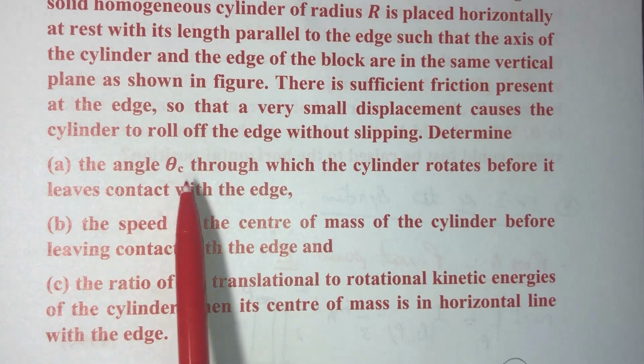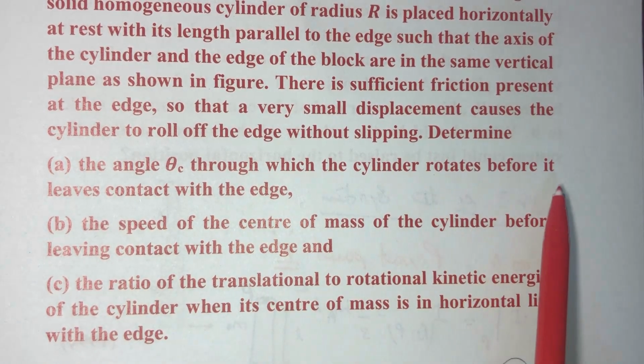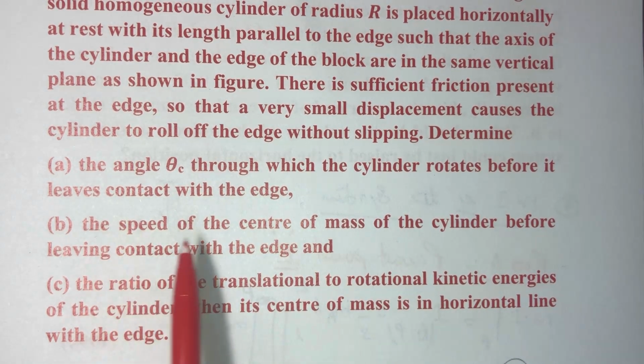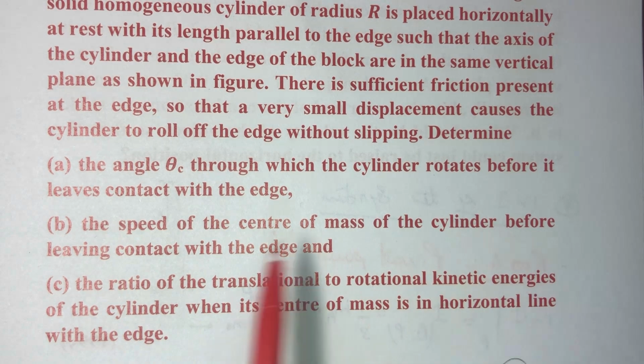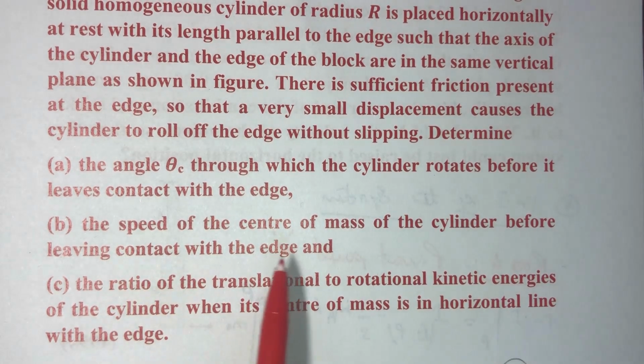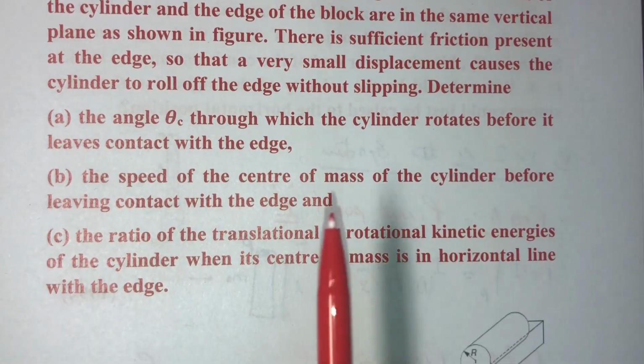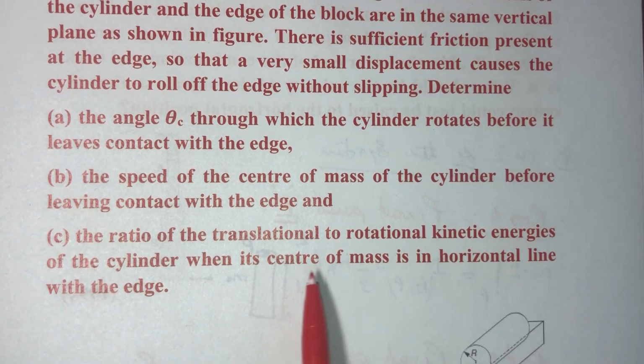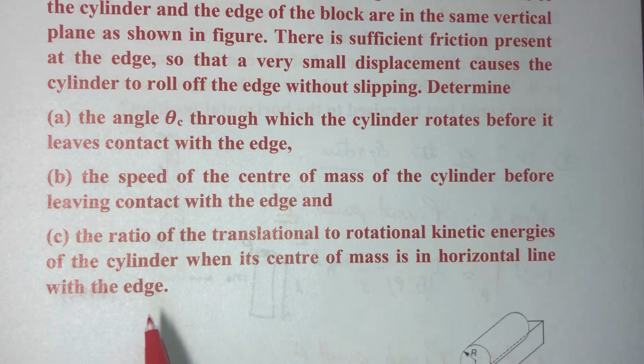A. The angle theta c through which the cylinder rotates before it leaves contact with the edge. B. The speed of the center of mass of the cylinder before leaving contact with the edge, and the ratio of the translational to rotational kinetic energies of the cylinder when its center of mass is in horizontal line of the edge.